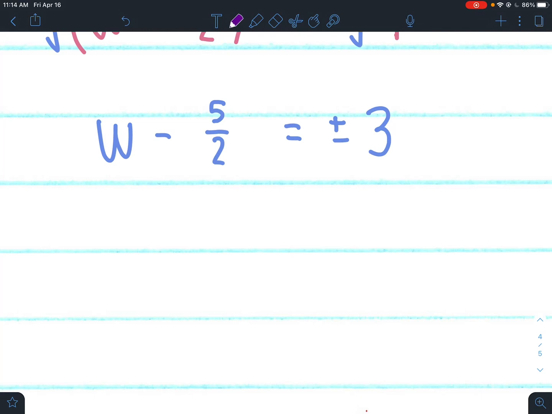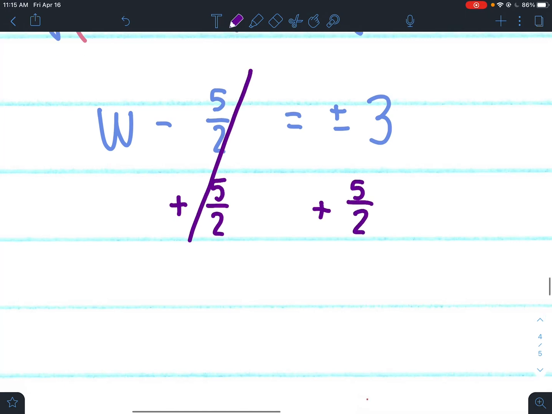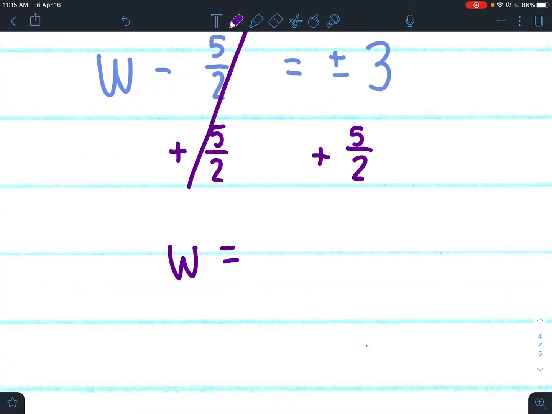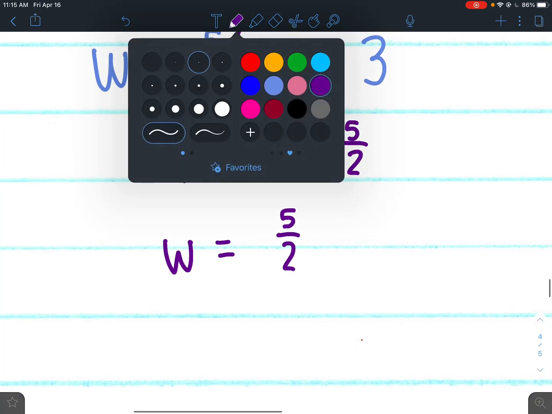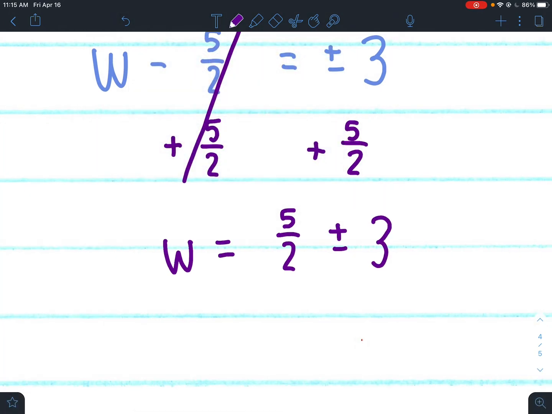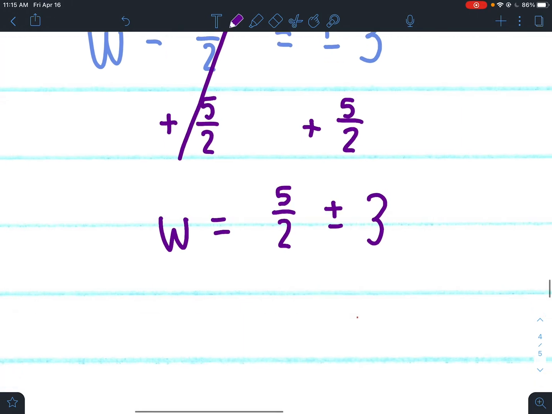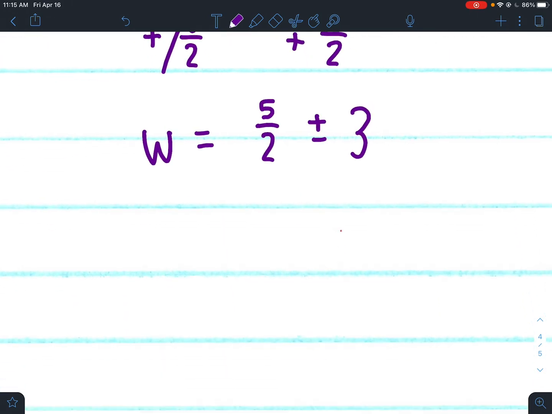All right, so the next step here is we want to go ahead and get w by itself. So I'm going to add 5 over 2 to both sides. Now where's 5 over 2 going to go? It's going to go in the front. So 5 over 2 plus or minus 3. So remember the 5 over 2, whatever number you add to the other side, it always goes in front of the plus or minus.